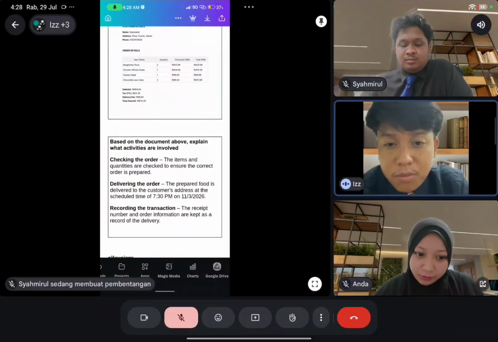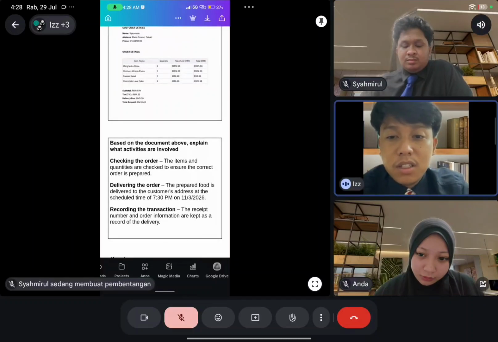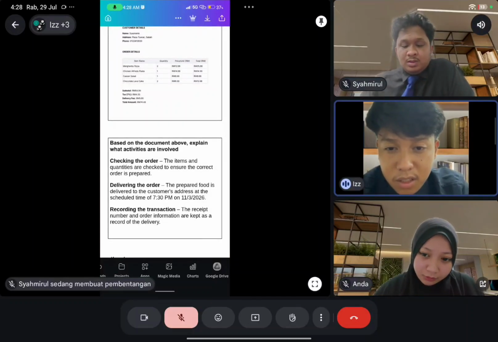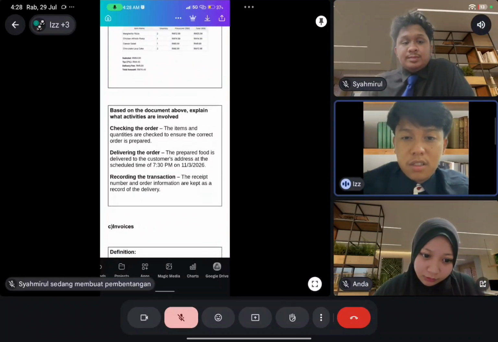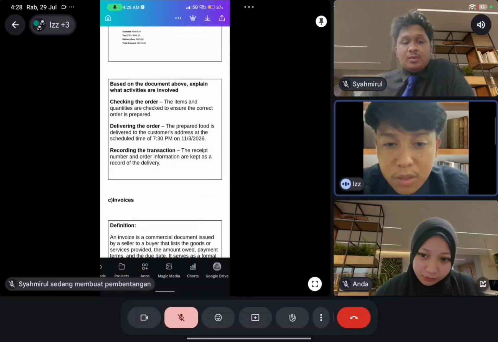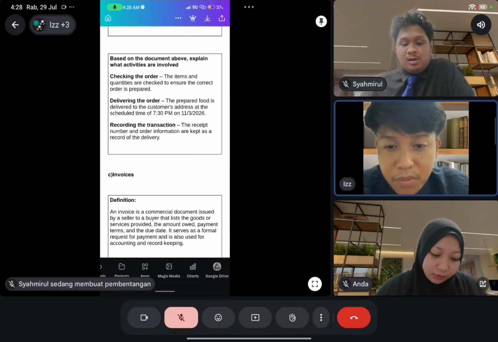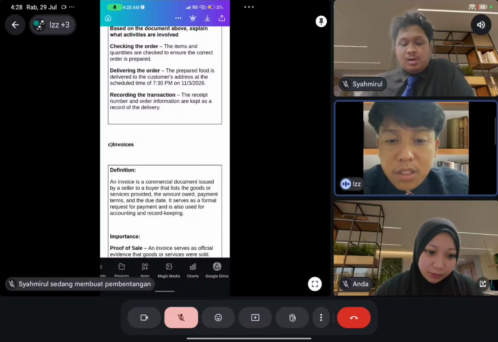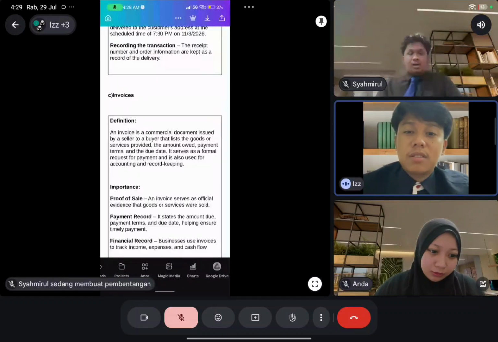For example, the first activity is checking the order. The staff checks the item and quantity to ensure the correct order is prepared. Next, the staff deliver the prepared food to the customer address at the scheduled time. Finally, the business records the receipt number and order information as proof of the delivery.